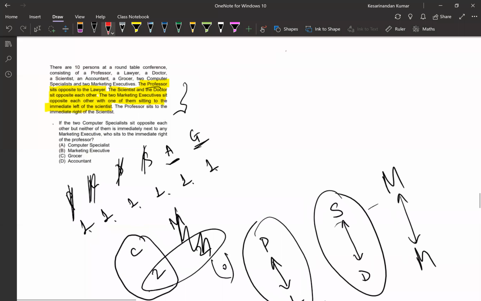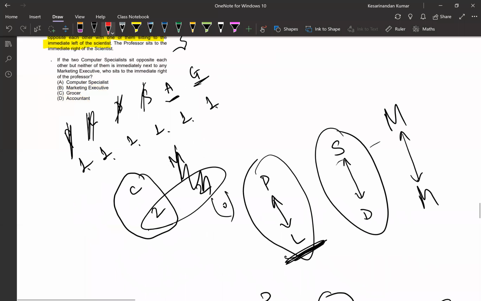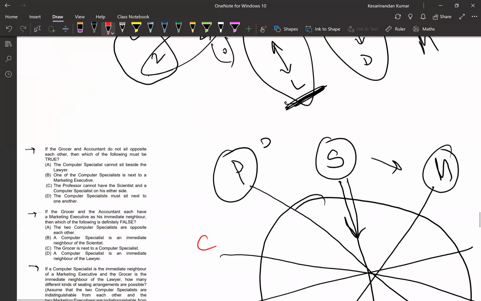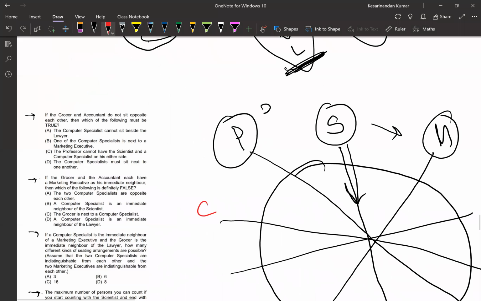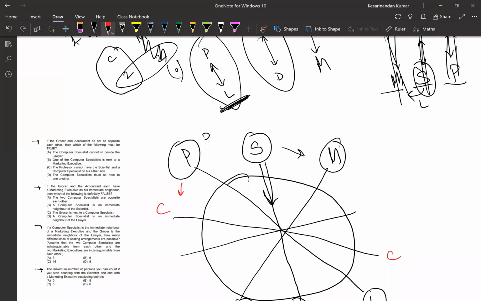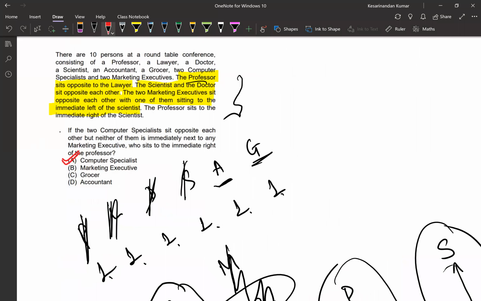Now let's see the further one. So who sits to the immediate right of professor? Professor, immediate right. Who sits, guys? Computer specialist. Perfect. Computer is the answer then. Let's move to the next parts.